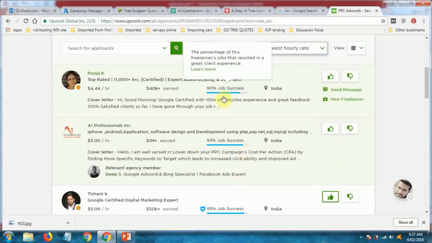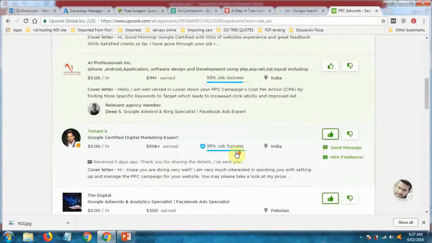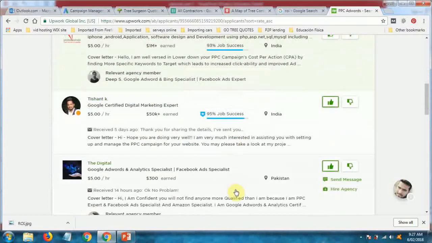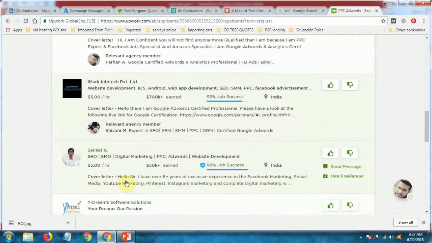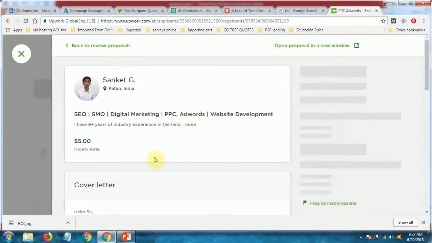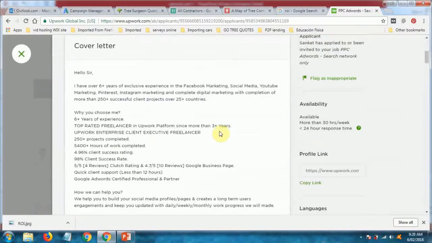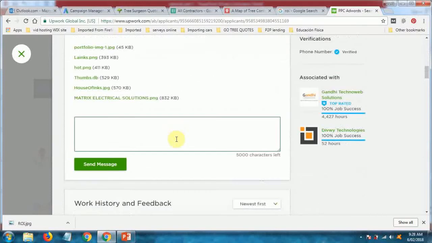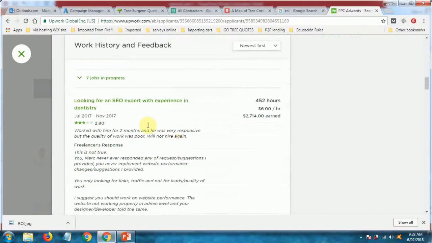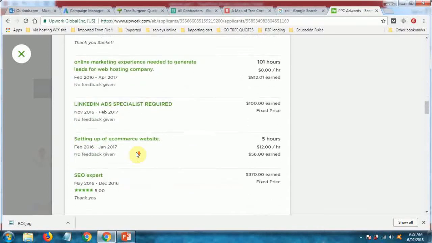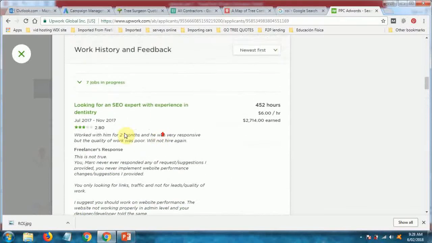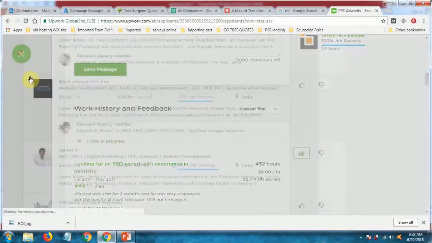So you can see the success rate of various assistants. 95%, 92%, 99%. So this guy looks like a good one. I could probably shortlist and maybe have a little bit of a closer look. He's got his proposal in there, his skills, and you can also look at previous jobs and what people have said about him. So they're giving him 4 stars, 3.3, 5 stars, so 5 stars. So you can look at comments and that type of thing, and yeah, just get an idea.